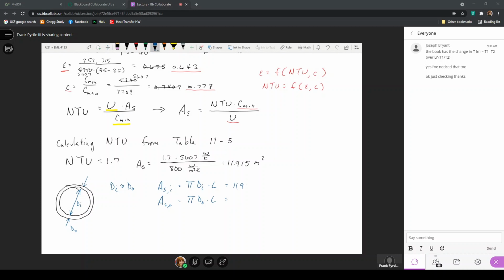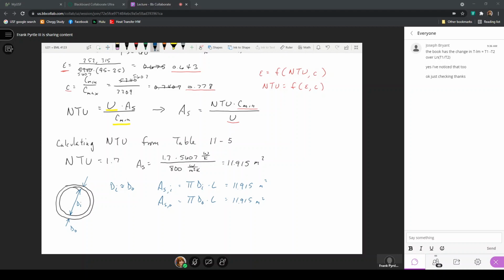So here, 11.915 square meters. If I select the diameter, where again the inner and the outer diameters are considered to be the same for a thin-walled tube, then once I select the diameter for a known surface area that will be required, this will tell me how long that pipe would have to be.